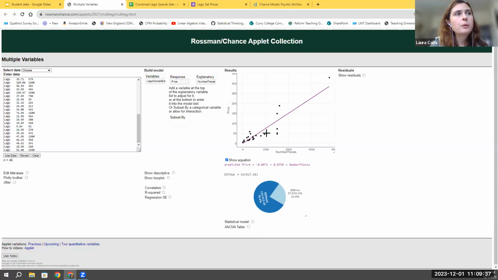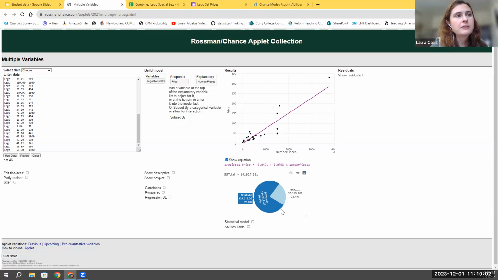And then they can click show equation to get a prediction line. And then I think, when they've collected the data themselves, they can also more easily understand what a residual is. So they can use the prediction to figure out what the price would be if we knew the number of pieces, the predicted price, and find that difference from the actual price. And so they understand and can visualize that when they themselves have chosen one value.